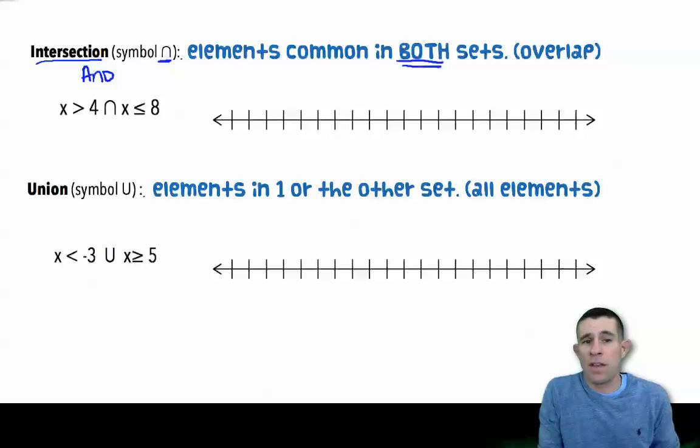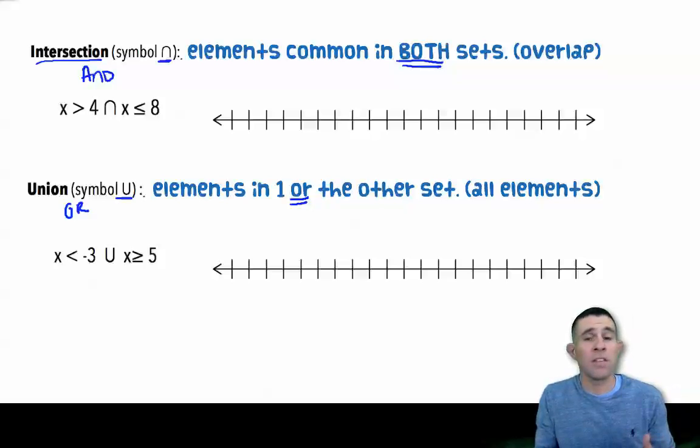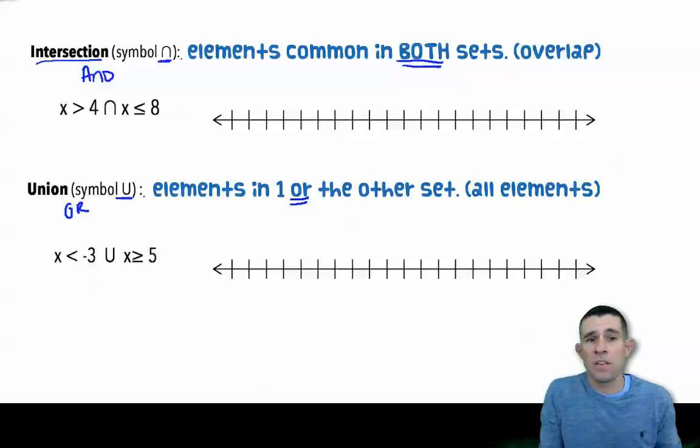The other word that we're looking at here is the word "or", and it represents the union of two sets, and it is all the elements in one set or the other set. So literally it consists of all the elements. So let's take a look at these two examples.